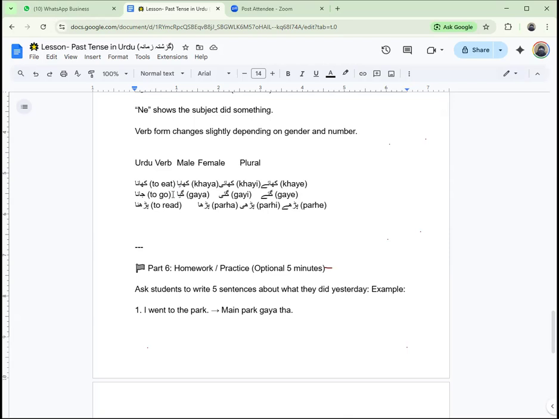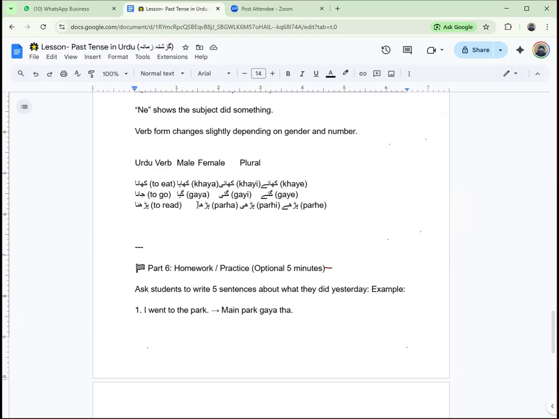In past tense, we change jana into gaya; we use went for gaya. Went is translated into gaya, gai and gaye. She went means wo gai, he went means wo gaya, and they went means wo gaye for plural. The next verb we have is padhna. Padhna is reading. When we convert this into past tense, the na is gone and it becomes padha.